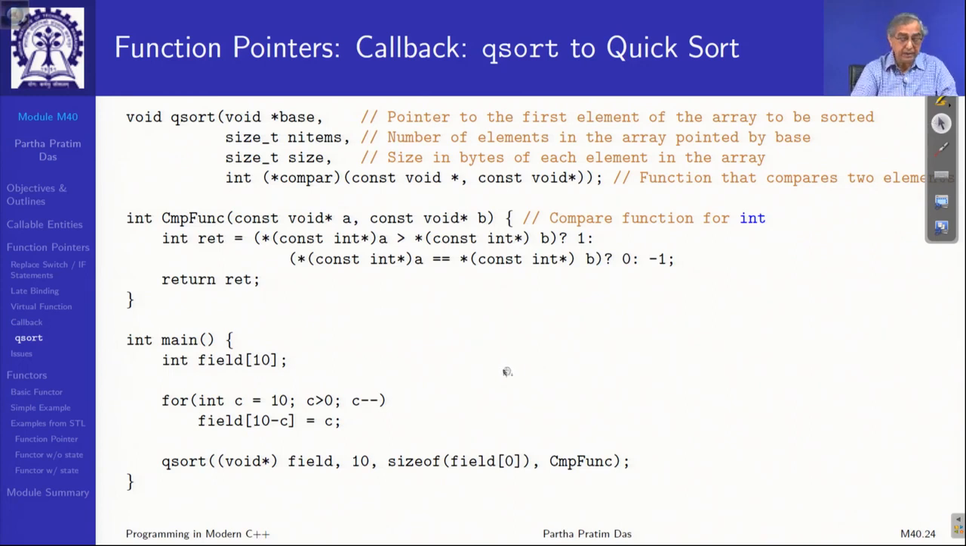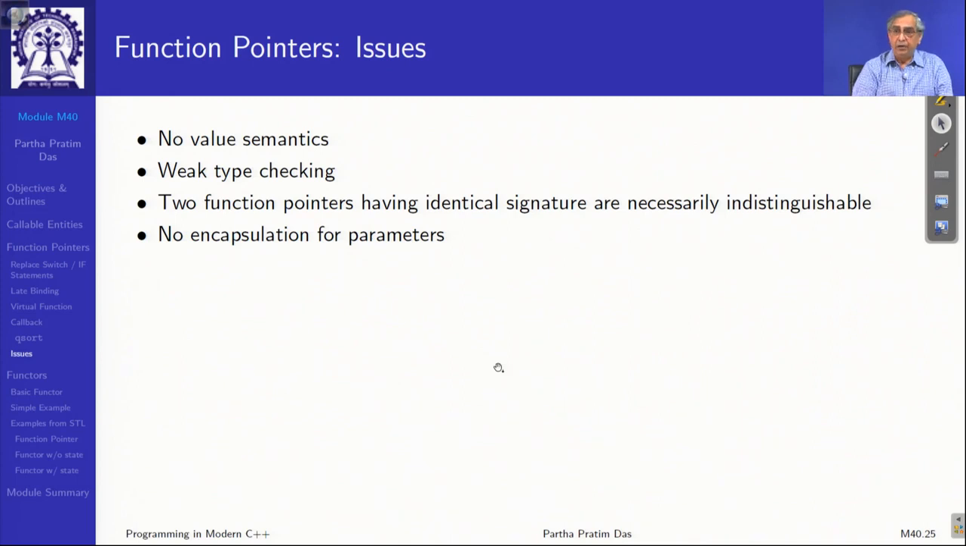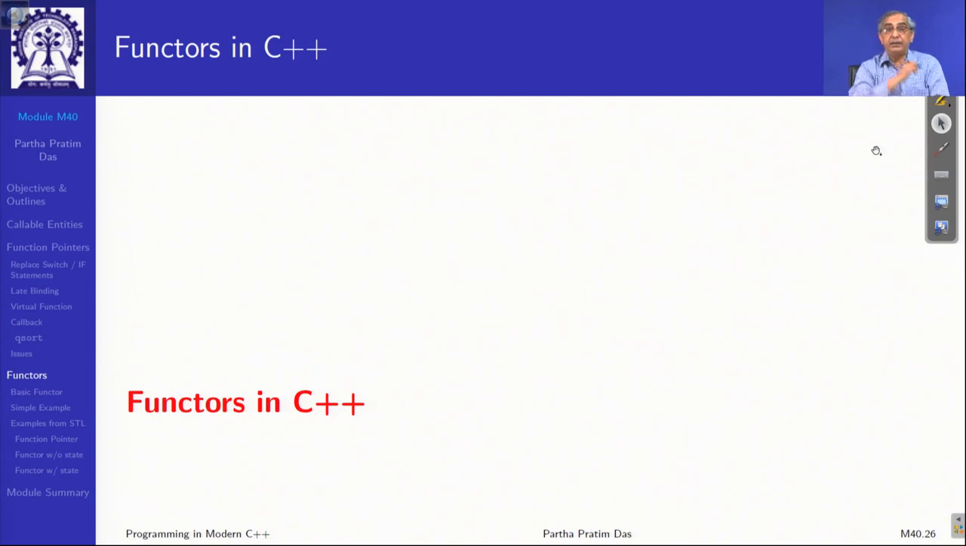This is what C has always done. Right. Now, there are a lot of issues with that, because there is no value semantics, and there is no proper way to compare. All functions which take a void and return a void are considered to be of the same type, which may not be what you want, and the type checking is almost not there. This is the point I mentioned: two function pointers having identical signatures are indistinguishable, and you cannot capture parameters. Right. Now, these are the issues that functors solve.